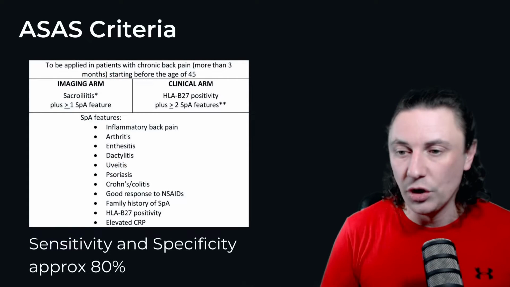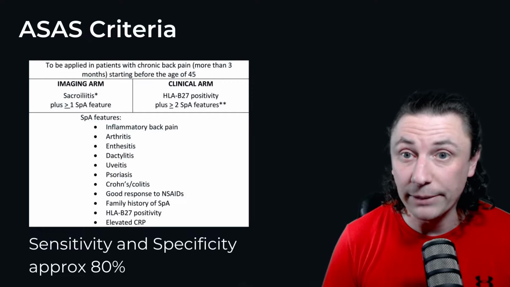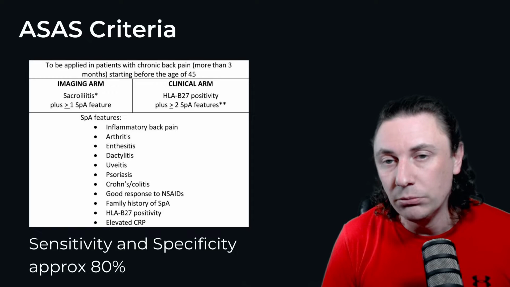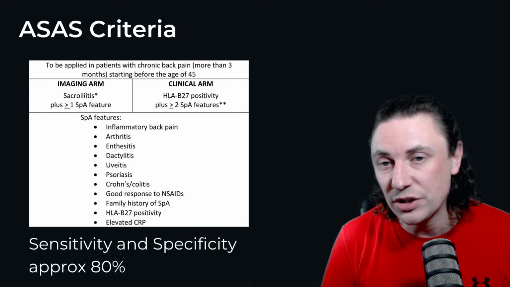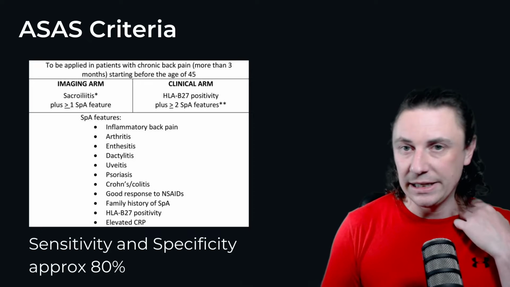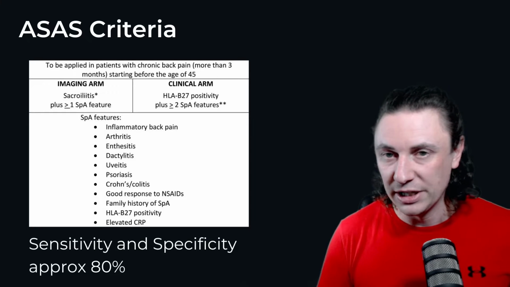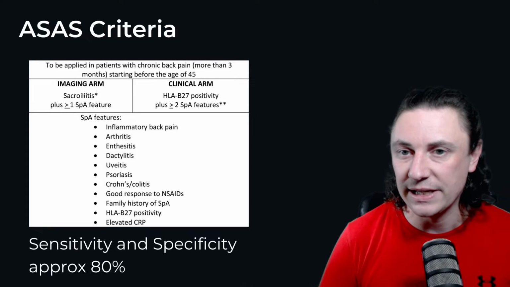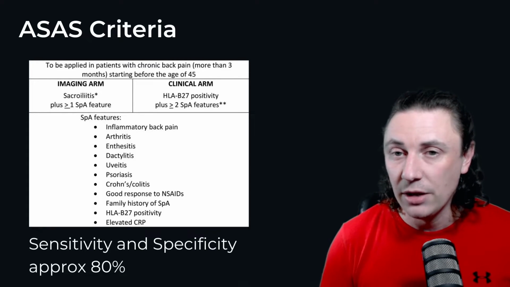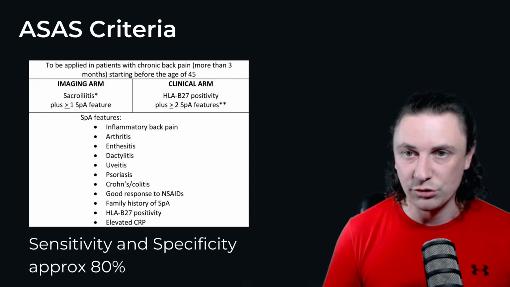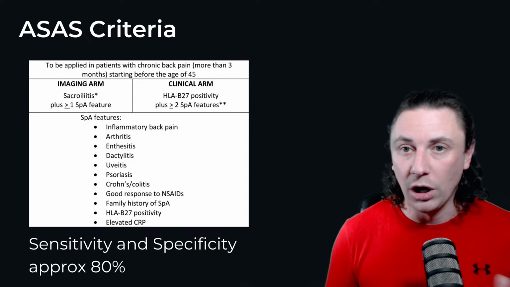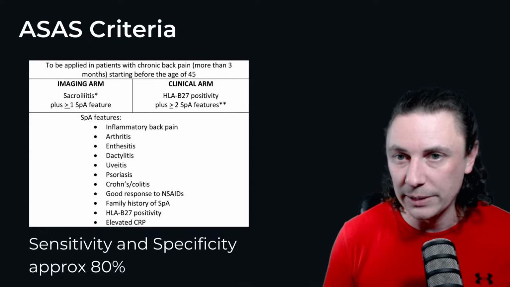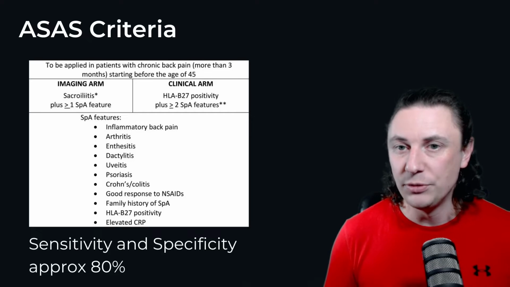So let's get on to these criteria. This is the ASAS criteria, the Assessment of SpondyloArthritis international Society. What this looks at is basically there are two arms to this ASAS criteria, and this is where you are stratifying into different types of axial spondyloarthritis diagnosis.